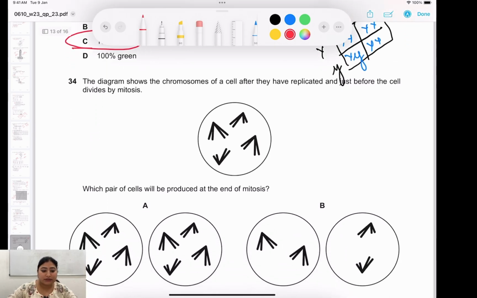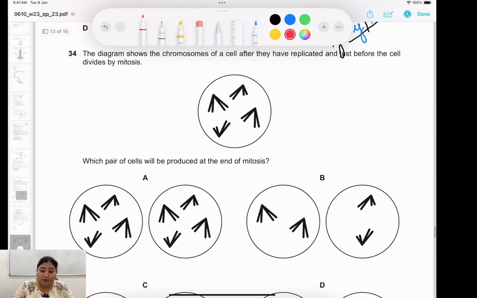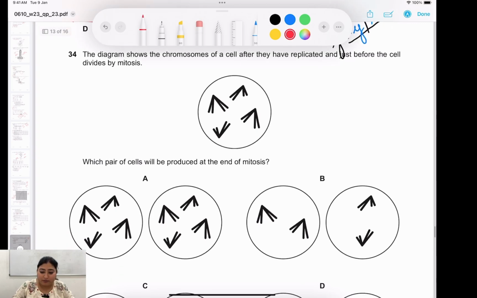Moving to question number 34. Now you have to read this question, and this question can be a little bit tricky, but trust me, if you know the concepts very well, it's not going to be a problem for you. The diagram shows chromosomes of a cell after they have replicated and just before the cell division by mitosis. Which pair of cells will be produced at the end of mitosis?